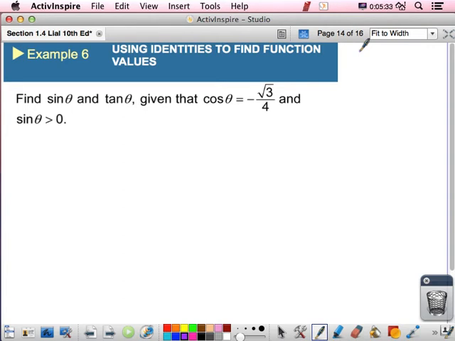Okay, so here, let's just take it apart slowly and talk about the givens. I was given that cosine is negative square root of 3 over 4, and I was given that sine is positive. And I don't want to find the other 4 trig functions, I only want to find 2 of them. I want to find sine and I want to find tangent. And I had to tell you something else, because if I just told you that cosine was negative square root of 3 over 4, we wouldn't know what quadrant that was in. I know it's not 1 or 4, but it could be 2 or 3. Does that make sense? So you needed to know something else to help you find the quadrant.